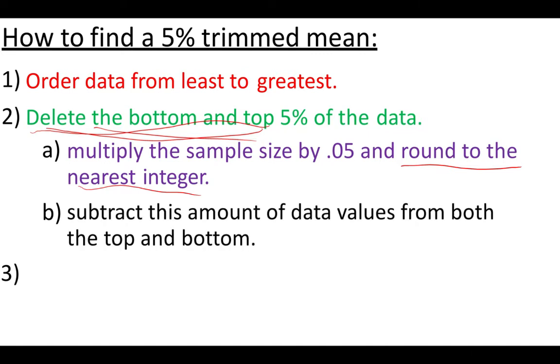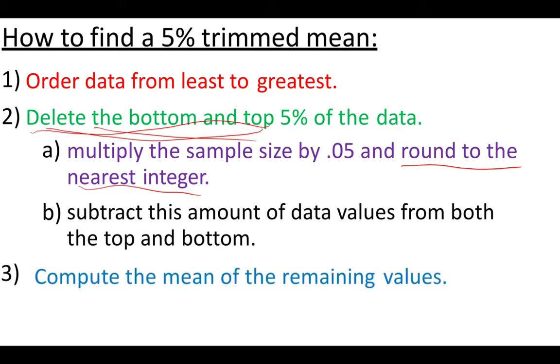We're then going to subtract this amount of data values from both the top and the bottom. So let's say we get 1.7, round that up to 2. So we're going to take 2 off the top and 2 off the bottom. So we're just going to cross them out and not even consider them. And then we're going to compute the mean of these remaining values, whatever we have left over.